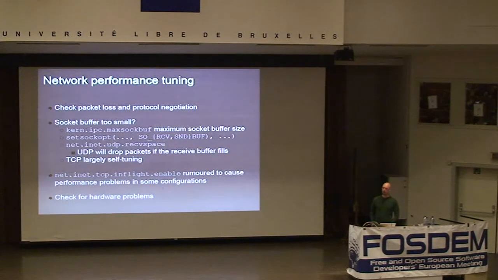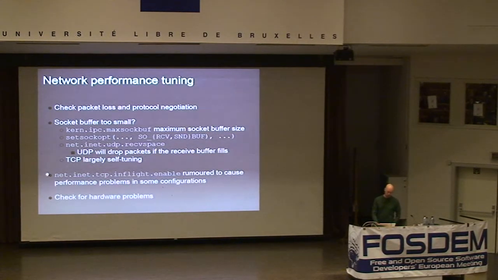For UDP applications, you may need to increase the amount of space available for receiving UDP packets. The kernel will drop packets if the buffer is full. So if your application is not able to drain the incoming UDP packets quickly enough, then you can get packet loss because the kernel buffer fills up. And depending on the application, you may need to increase the size of the kernel buffer to keep this from happening. The FreeBSD TCP stack is pretty much self-tuning, so there aren't magic sysctls to do this. Well, there are a lot of sysctls, but these typically don't need to be set.